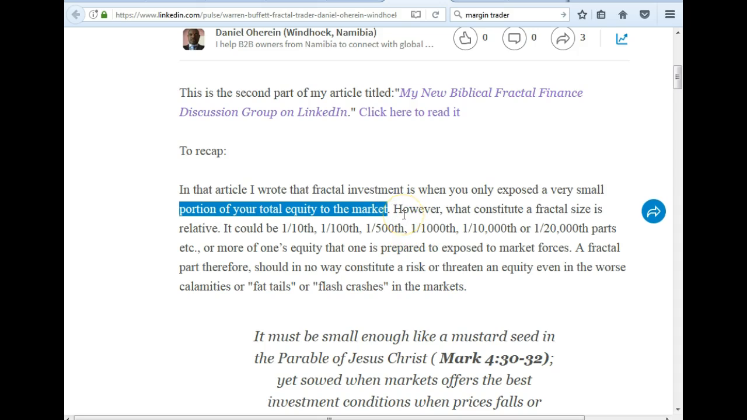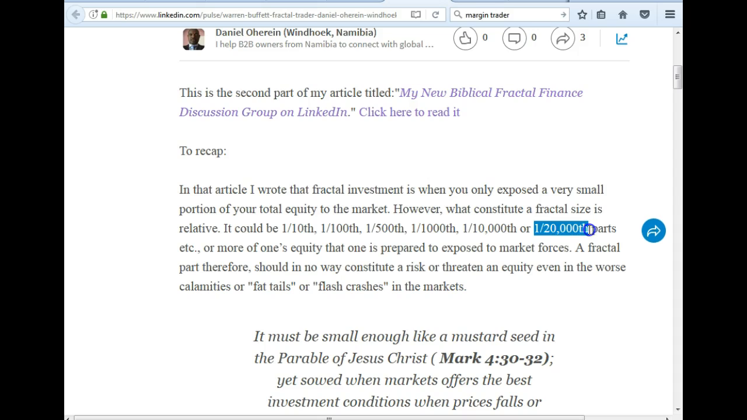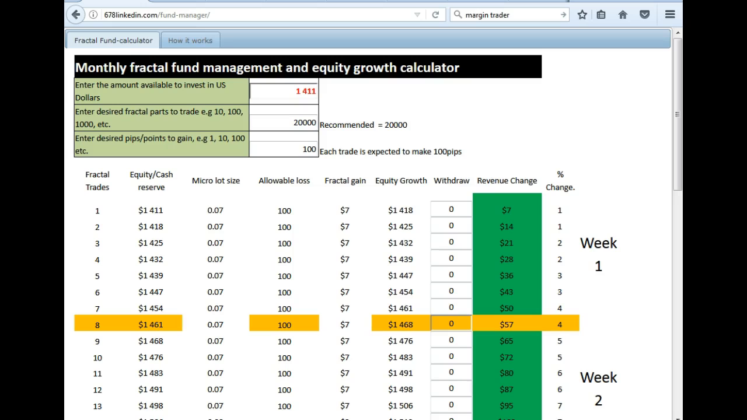So before I start, what I normally do is that I divide my equity into very small parts. I usually use the 1/20,000 parts, which means I divide my equity into 20,000 parts. Of course, I have a calculator which I'm using. I call it Fractal Fund Management and Equity Growth Calculator.